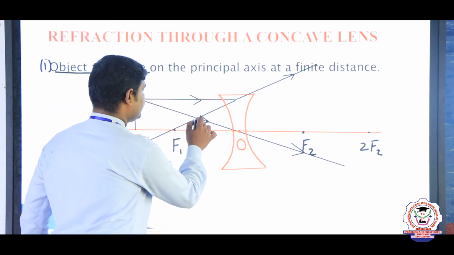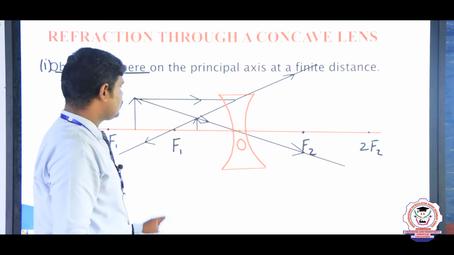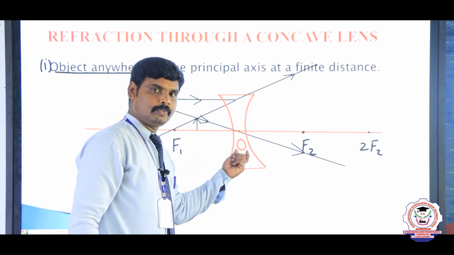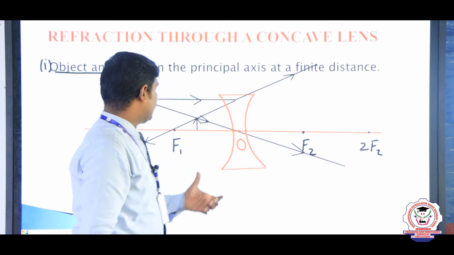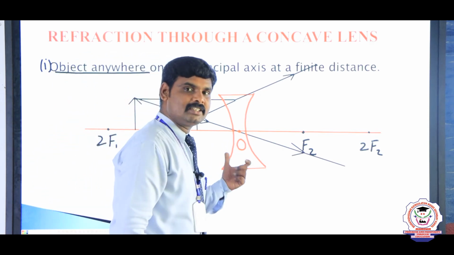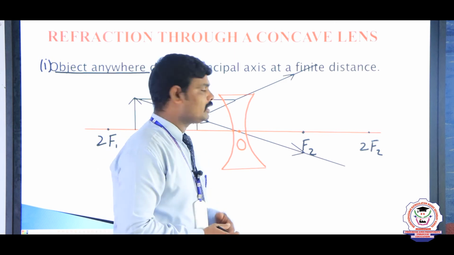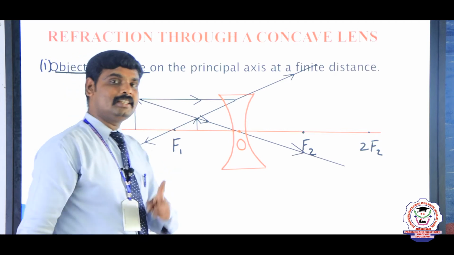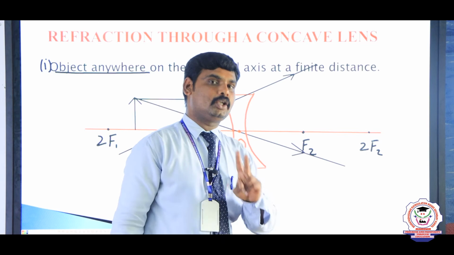See my dears, here the two lines are meeting at this point. Here the image is formed. This is the image, yes, the position of this image is between F1 and O, okay. Then the size of this image is very small compared to the object, okay, and the nature of this image is what? Very good, virtual image. This is a virtual image, right? So today we have seen only two positions for the concave lens.